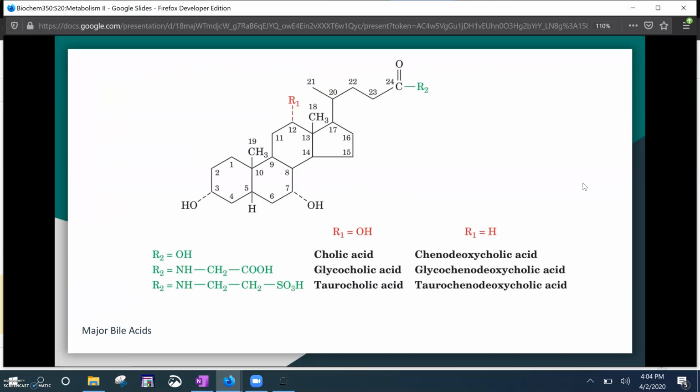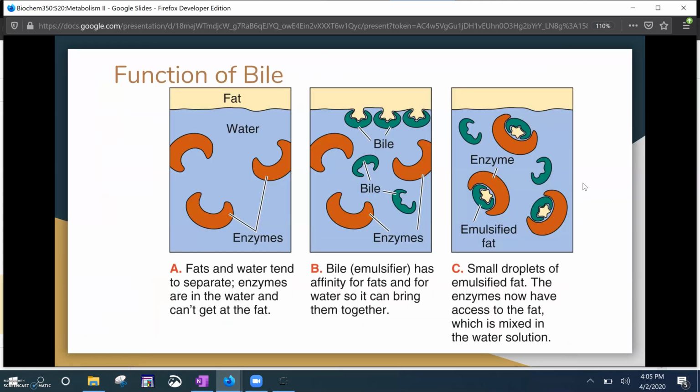And the best picture is, oh, where's my picture? This picture shows where fats and water tend to separate. Enzymes are always aqueous, so they're in the water portion of the cell. But the fats aren't there, because they don't dissolve in the liquid as well. So bile salts are amphipathic: they have a part that will bind to the fatty part and also a part that will dissolve in the liquid. So they can bring the enzyme and the fat together. So these small droplets of emulsified fat now have access to these enzymes.